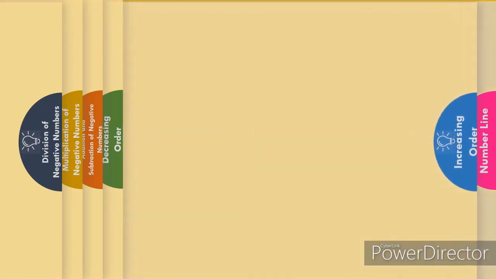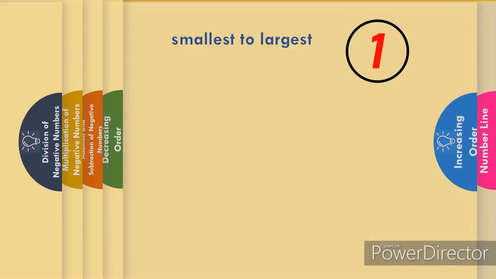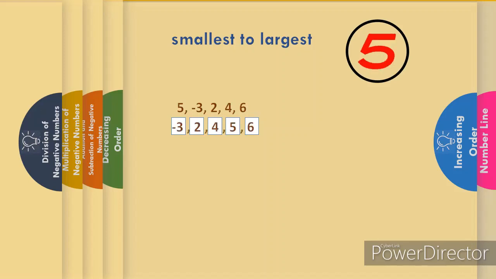Now let's have the increasing order. When we say increasing order, it is the arrangement of numbers from smallest to largest, like 1, 2, 3, 4, and 5. Given, we have 5, -3, 2, 4, and 6. As you can see, the smallest number is -3. Next, the largest number is 6. Therefore, the answer is -3, 2, 4, 5, and 6.